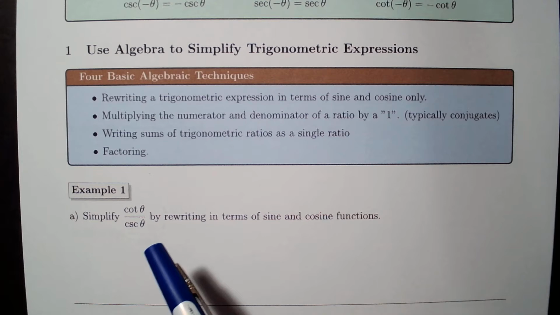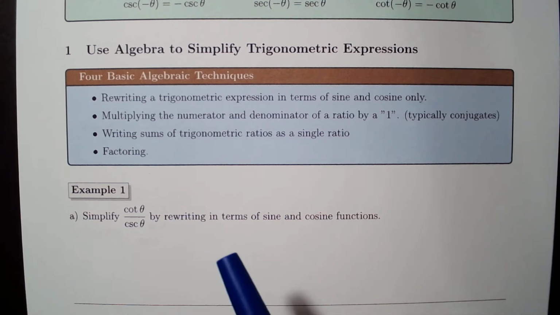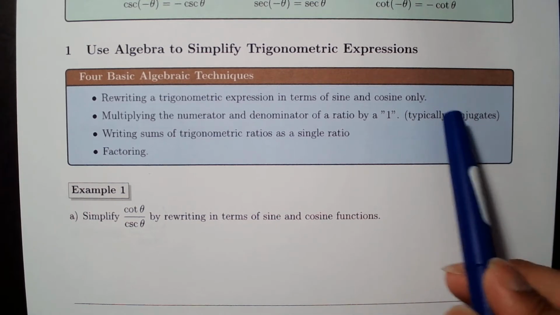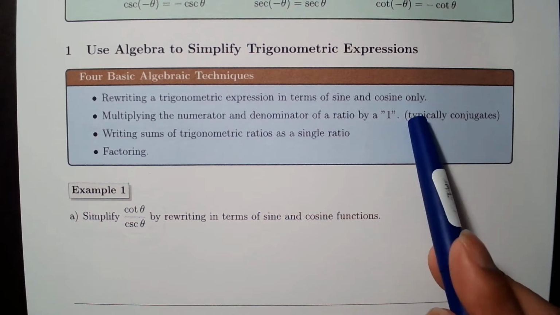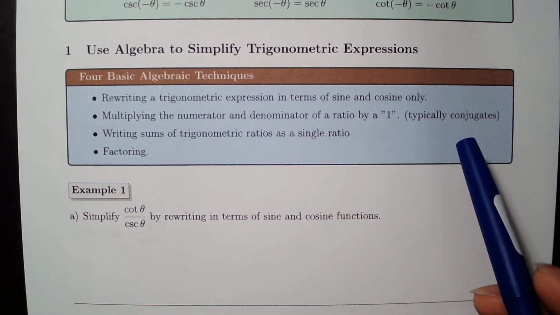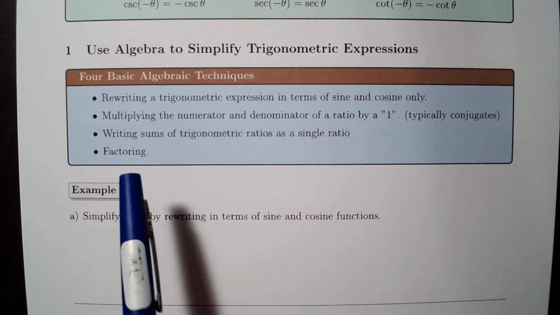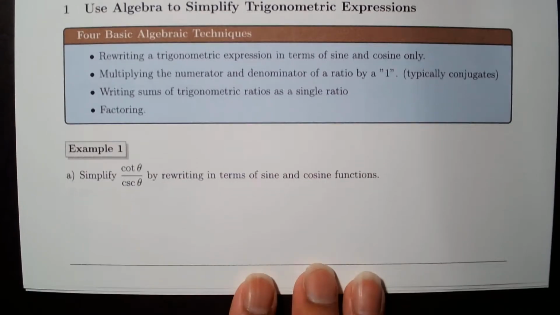Then, multiply the numerator and the denominator by a ratio equal to 1. In this case, what we typically do is use trigonometric conjugates. You'll see more about this. Then sometimes we write sums of trigonometric ratios as a single ratio. You'll see more about that. And factoring, right? We're going to look at some of the factoring techniques. All right, let's look at one example.